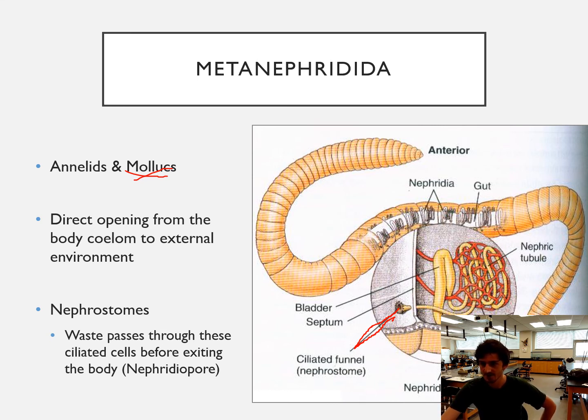Still very simple. There's multiple structures like these throughout the body of an annelid. Each of those groups is called nephridia, and so you'll have basically one per segment along the entire digestive tract of this earthworm.